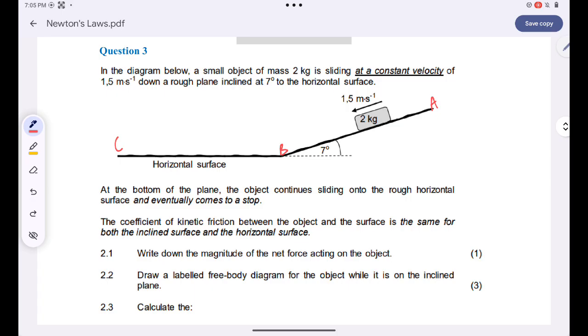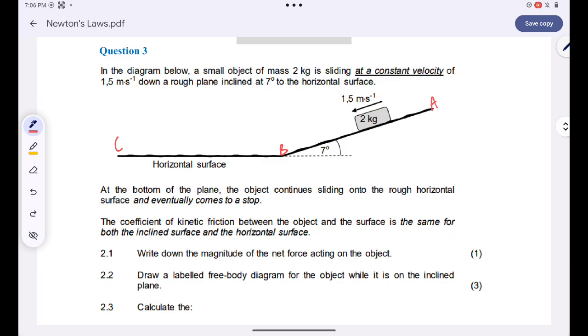We are told that the object is sliding at constant velocity. When there's constant velocity, guys, it simply means there's no change in kinetic energy and no change in velocity, and hence there's no acceleration. Are you together? Since the acceleration is 0, it simply means that F net is also 0. And obviously for matriculants, work net is also 0, since the change in kinetic energy is 0.